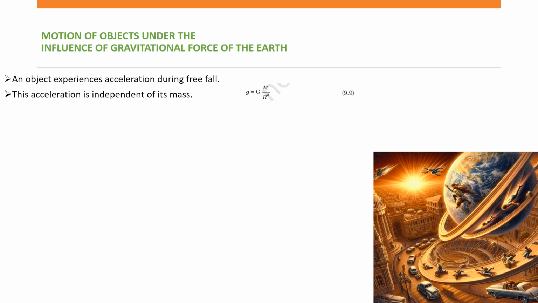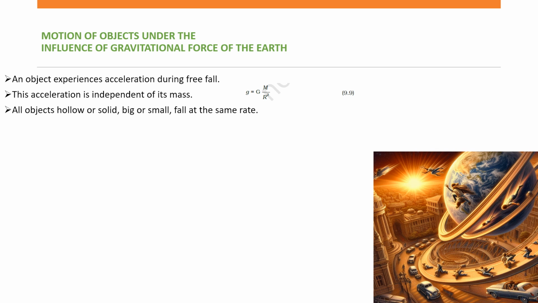Where is G? G is the universal constant, independent of mass. M is the mass of the Earth, not the mass of the object falling. The mass of Earth is constant, and the radius squared is also constant, right? So all three are constants. It means the acceleration is independent of mass. There is no mass of the falling body in this equation.